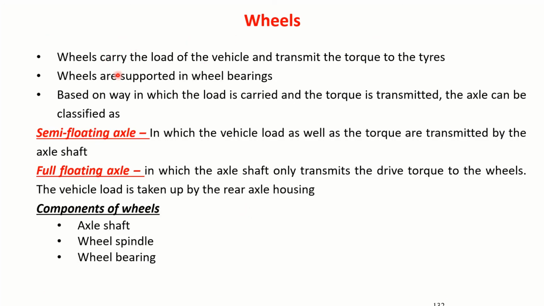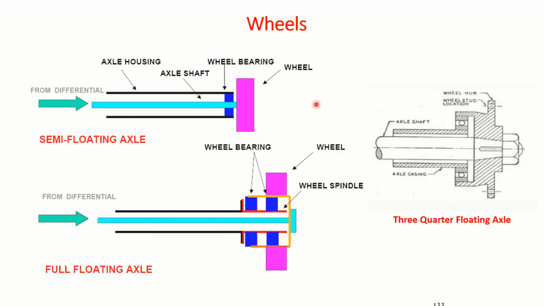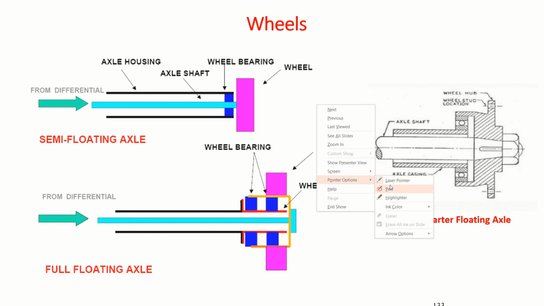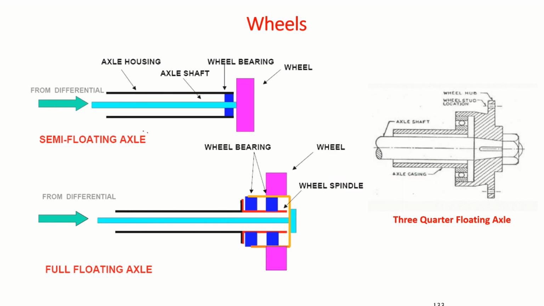Then wheels. Wheels carry the load of the vehicle and transmit the torque to the tires. Wheels are supported on wheel bearings. Based on the way in which the load is carried and the torque is transmitted, the axle can be classified as semi-floating, three-quarter floating, or fully floating axle. Let us see what is meant by that. I am talking about semi-floating. So this is the live shaft, the axle shaft.